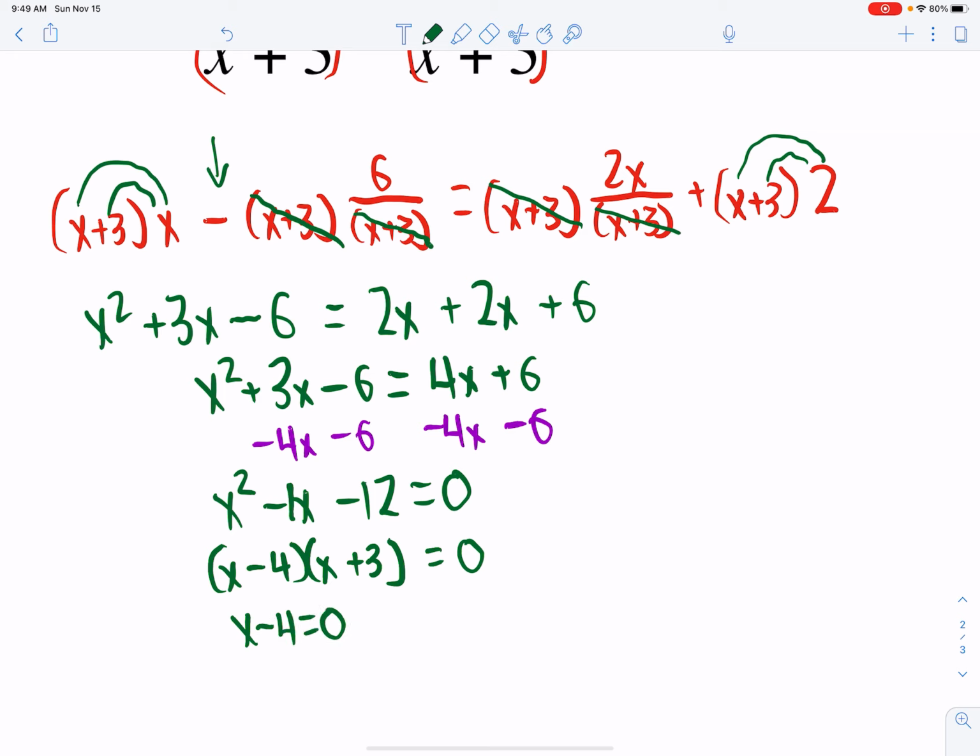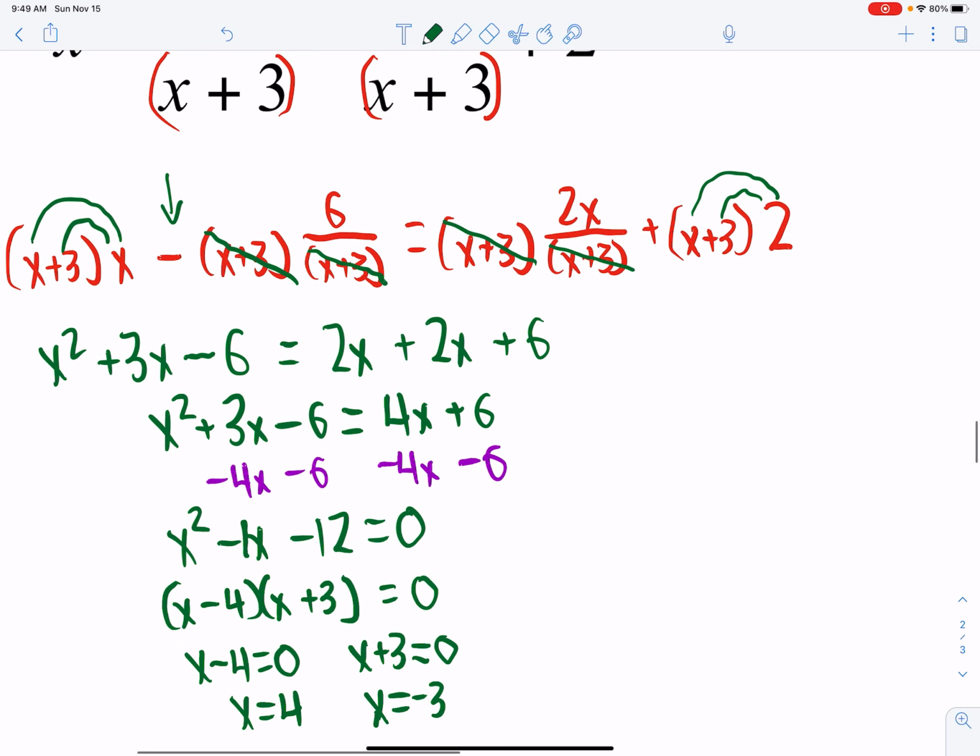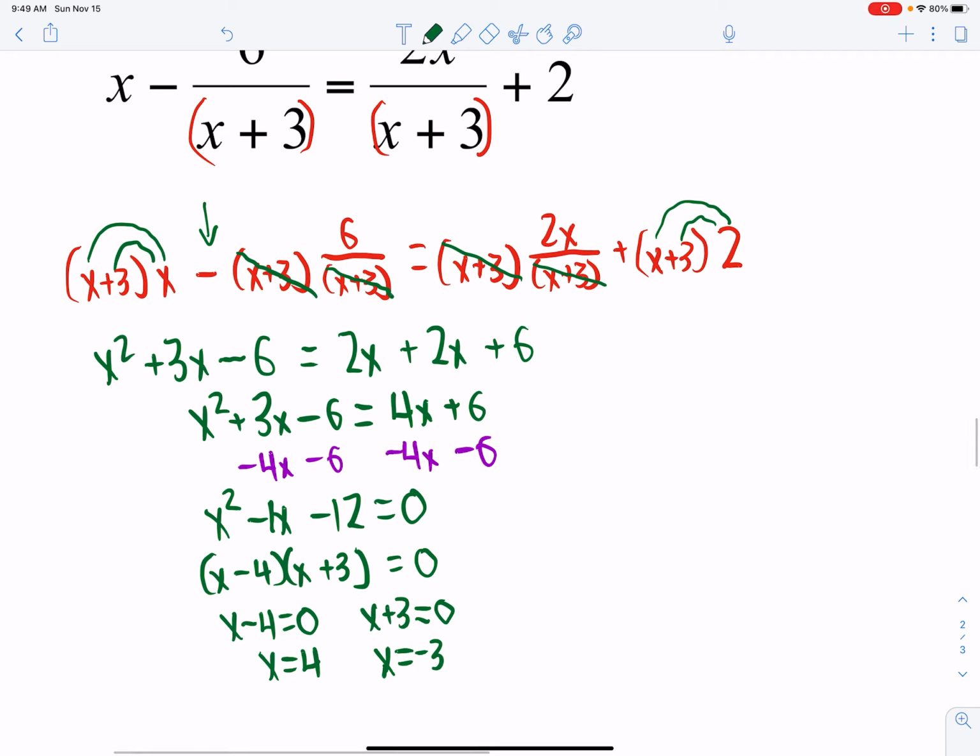And now that we're done with the factoring, we set each one of those equal to 0. X minus 4 equals 0. X plus 3 equals 0. The first one, you add 4 to both sides and have x equals 4. The next one, you subtract 3 from both sides and you have x equals negative 3, like so. So taking a look at that, we've done the algebra.